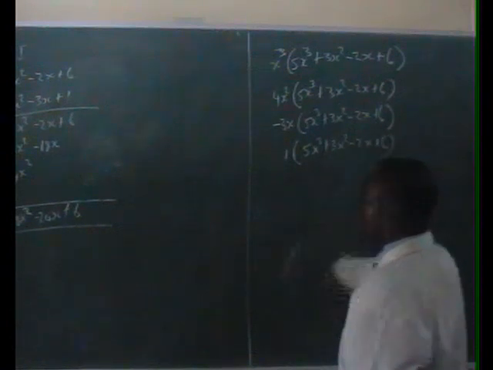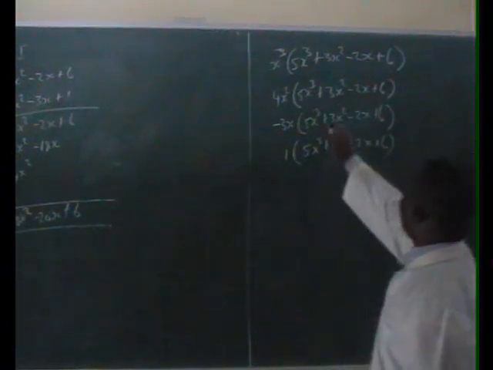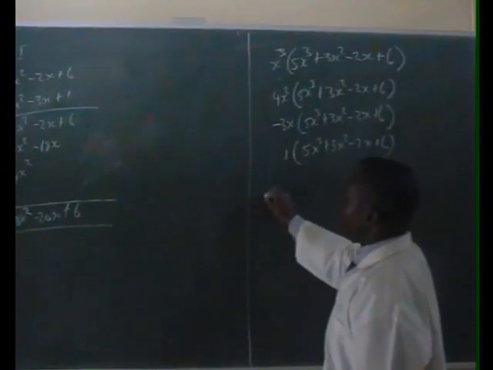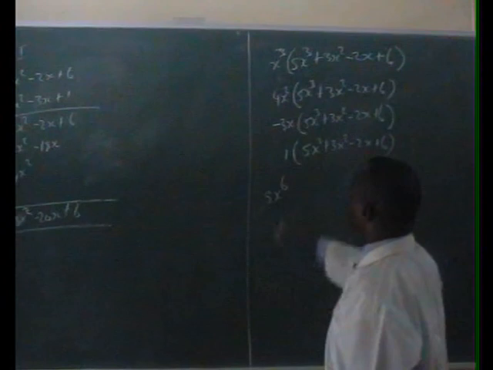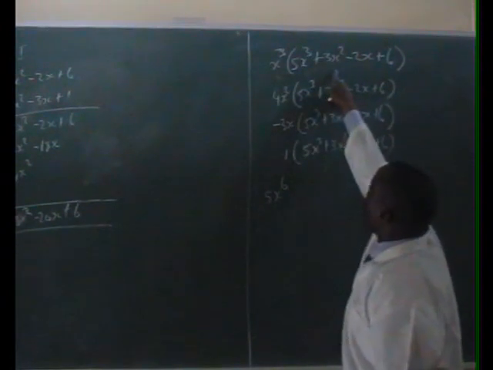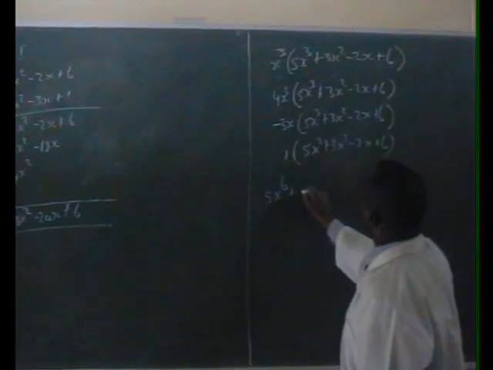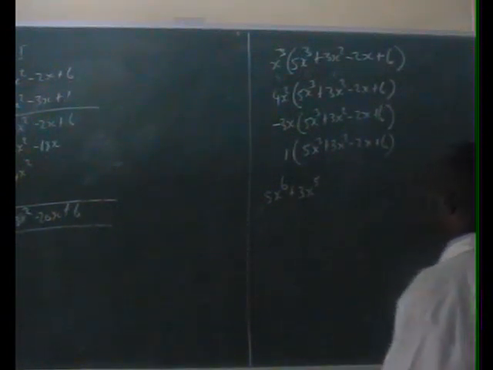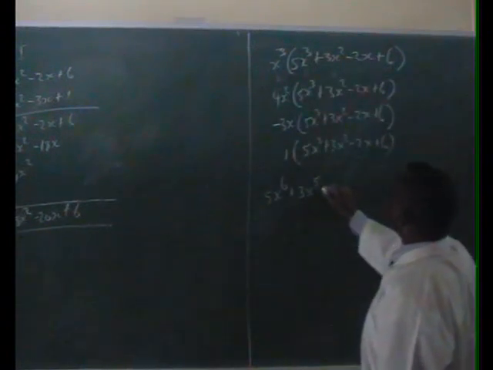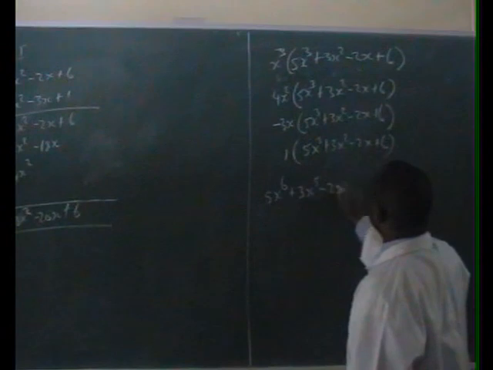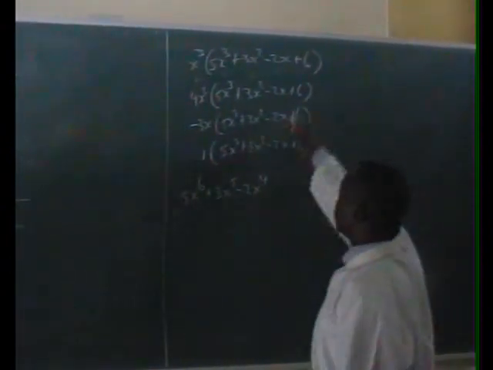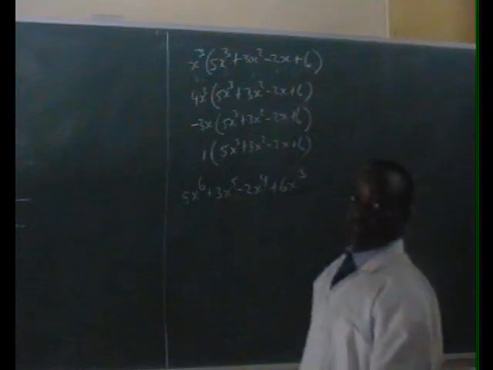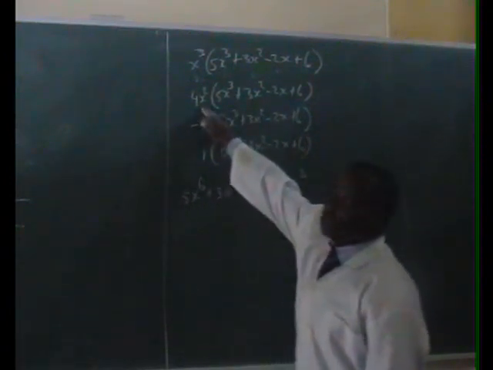minus 2x plus 6. Now, I will multiply from the first one. So this times this will give me 5x raised to the power 6. X cubed times 3x squared will give me 3x raised to the power 5. And x cubed times minus 2x will give me minus 2x raised to the power 4. X cubed times 6 will give me plus 6x raised to the power 3. That's the first one. So let's go again for the second one.